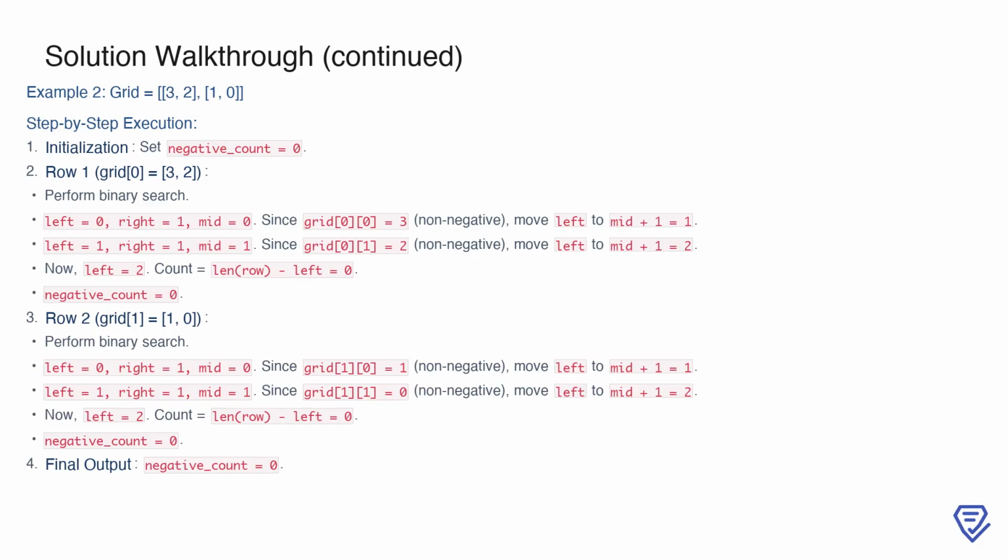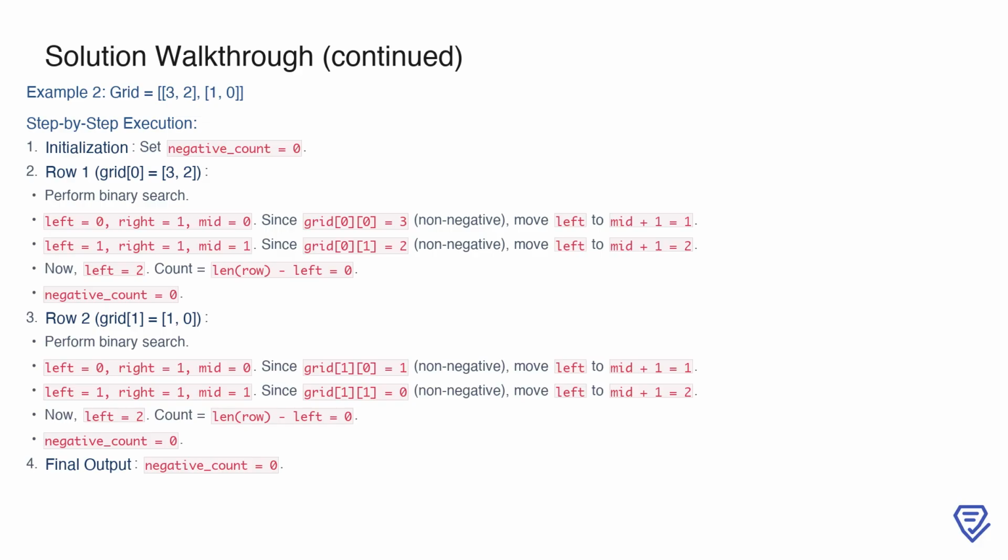For the second row, 1, 0, we repeat the binary search. Starting with left equals 0 and right equals 1, at mid equals 0, the value is 1, which is non-negative, so we move left to mid plus 1, which is 1. At mid equals 1, the value is 0, so again, we move left to mid plus 1, making it 2.